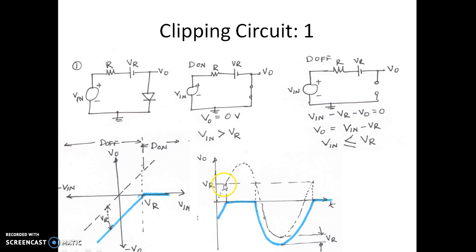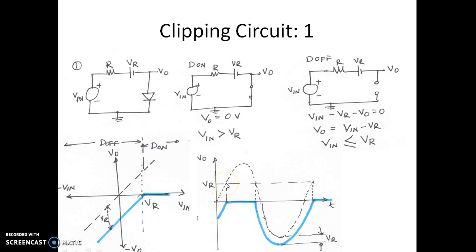For input voltage less than VR, during this condition, the output voltage is always less than the input by VR. So you can see from here to here, Vin is less than VR, so that's why the output is less than the input by VR. So this height will always be equal to VR.